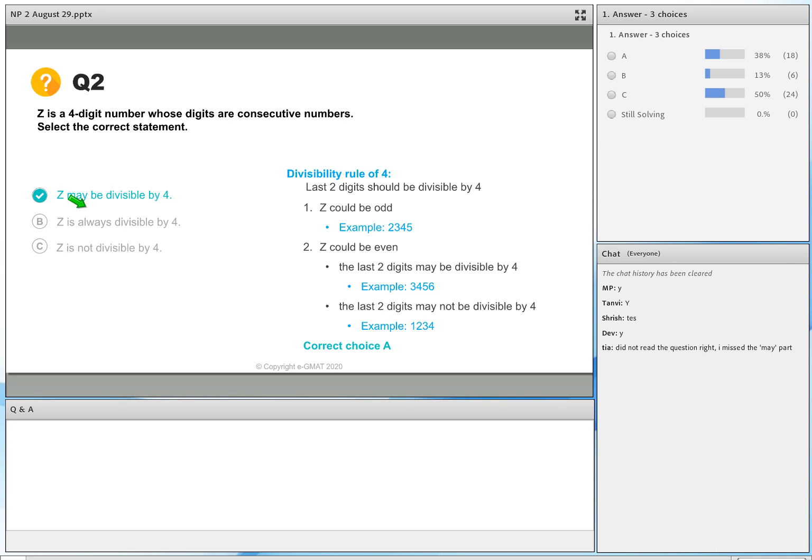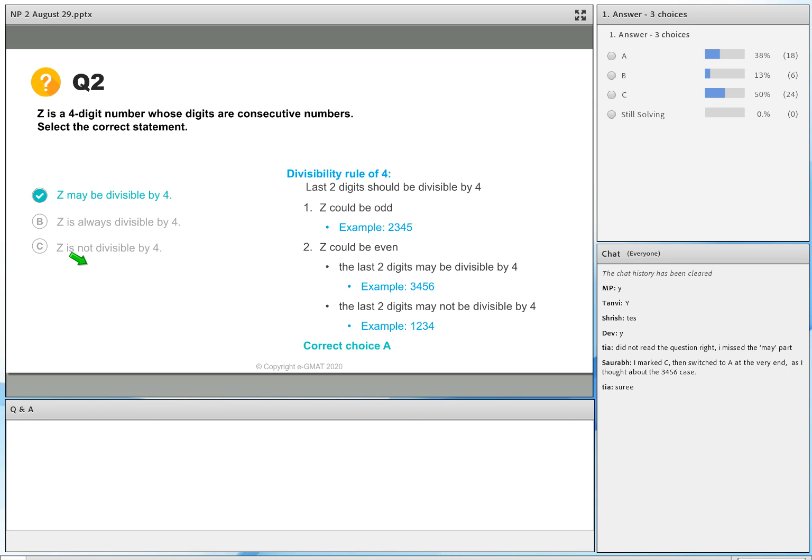Tia says, did not read the question right, missed the may part. That means you didn't read the statements, the options right. But even then, Tia, if you didn't read it right, you should still have felt weird about writing not divisible. Because you know examples where it is divisible. That's when you go and recheck the question. Okay, what I'm getting does not make sense. Recheck it in that case. This is the very foundation. It has to be rock solid. We're going to build everything on this foundation.